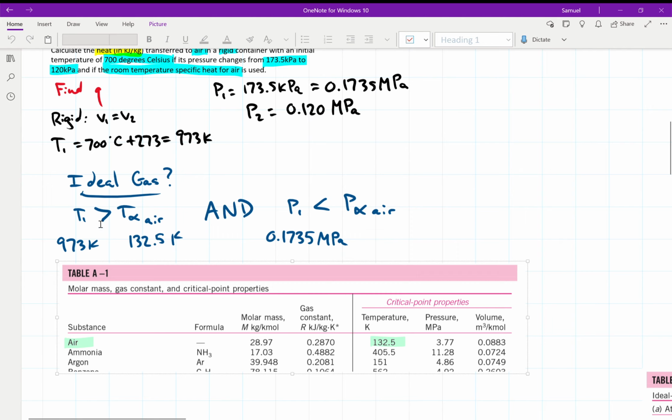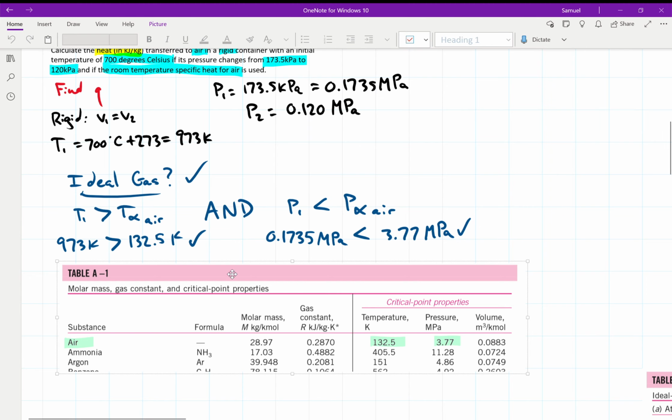We wanted our temperature to be greater than that value, and it in fact is, so far we may still have an ideal gas. Checking the critical pressure, we see 3.77 megapascals. We wanted our pressure to be less than that, and it is the case that 0.1735 is less than 3.77. So, both conditions checked out, we are dealing with an ideal gas, which gives us an easy equation to work with. We will come back to that equation in just a little bit.